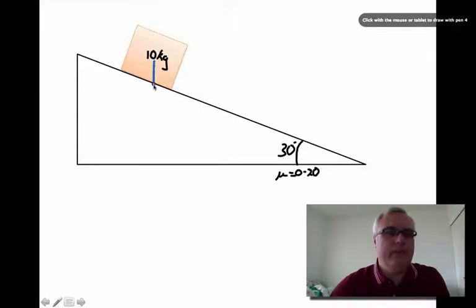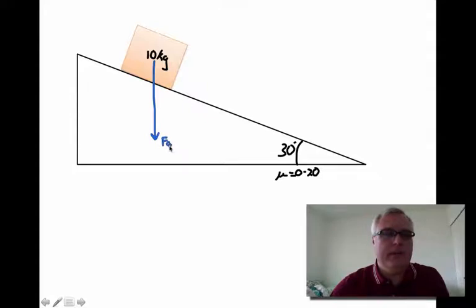So the easiest force to draw is always the force of gravity. It's a vector pointing straight downwards towards the center of the Earth. Now, because this block is on an incline, this force of gravity is not perpendicular to the surface. So we want to break that vector up into components that are perpendicular to the surface and parallel to the surface. Okay, this is different than the normal x and y that we use. So a perpendicular component will look like this, and the parallel component this way.